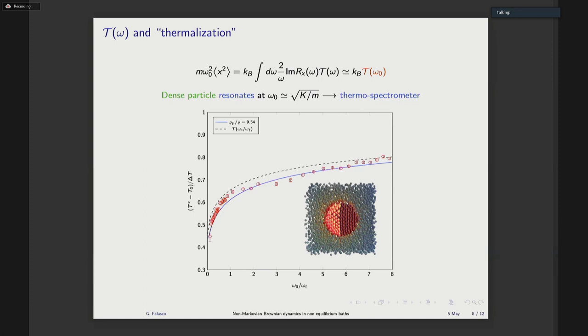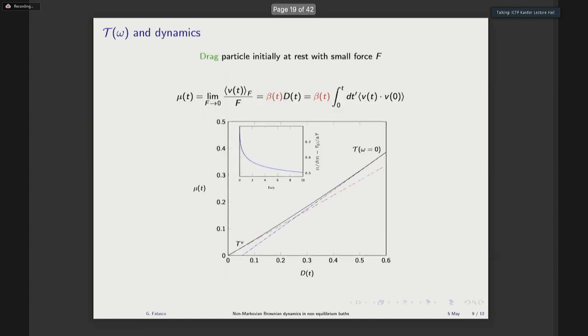The other point that I want to mention is that if you now look at the dynamics, you take this particle, you drag the particle, you measure the linear response, so you get this mobility, when this force is very small, and you measure the spontaneous fluctuations, the integral of the velocity fluctuation functions, now they are no longer proportional to each other. And actually, if you plot them in a parametric plot as a function of time, you will see that the slope of this line is changing and is interpolating between two different values.